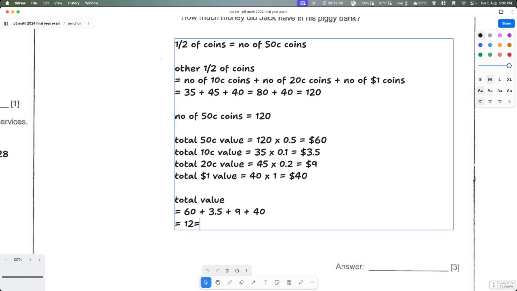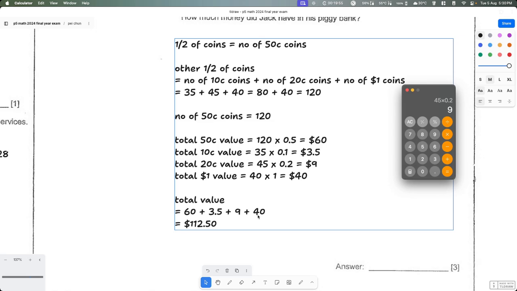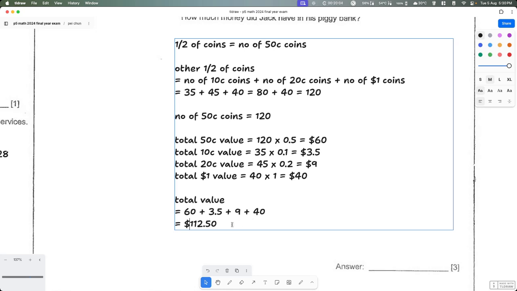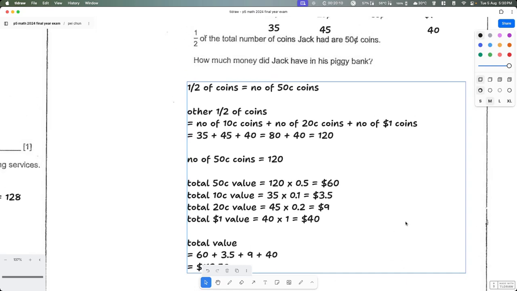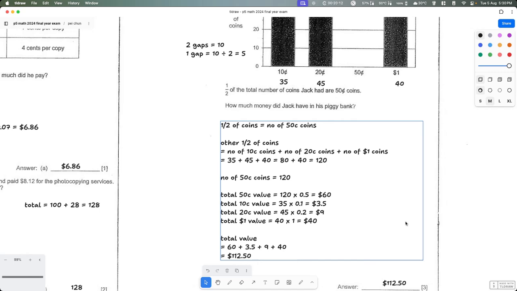112.5, if I'm not wrong. Okay, let me double check. 60 plus 3.5 plus 9 plus 40, 112.5, correct. So the answer is $112.50. Okay, there you go. All right, let's move on to the other half, number of coins.